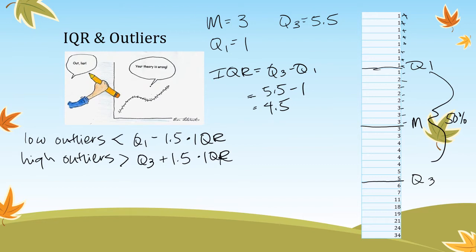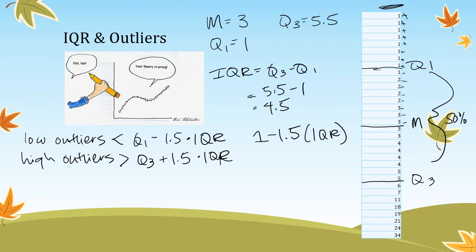So quartile 1, we know that is a 1. So 1 minus 1.5. Okay, guess what? I'm going to stop there. I know that's a negative number. I don't even need to multiply my IQR to realize I don't have any negative values here. So there's no way that I have low outliers. So I'm just going to move on to my high outliers.